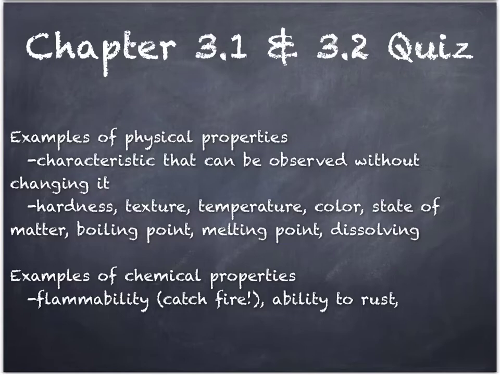Examples of physical properties. This is a characteristic that can be observed without changing it. Examples here have quite a few of them. The hardness of an item, texture, temperature, color, state of matter, liquid, solid, gas, boiling point, freezing point, melting point, and its ability to be dissolved. Examples of chemical properties are going to be flammability, that's its possibility of catching fire, and the ability to rust.